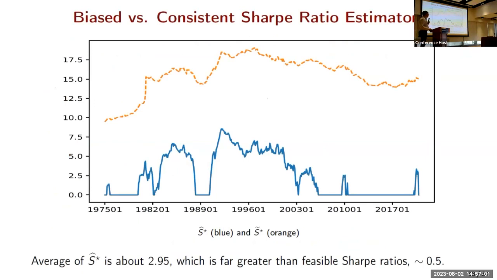This is a slide to estimate the infeasible Sharpe ratio, which is the blue line. The orange line is the biased one. This is the unbiased one. You can see that on average it's about 3.0. So there is a huge gap between the infeasible and feasible Sharpe ratio. If you're a statistician, you will say, oh, I reject alpha equal to 0, and you walk away. But we would like to know how much non-significance we can get.